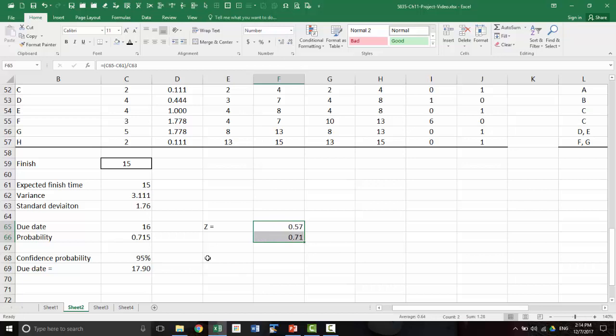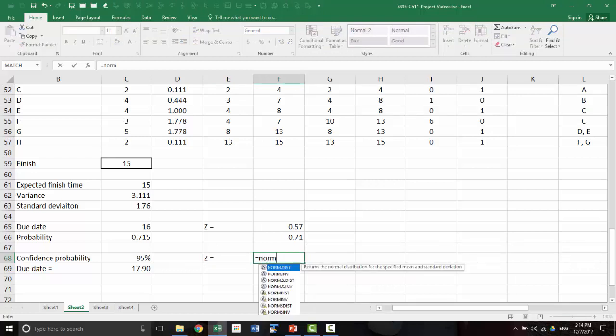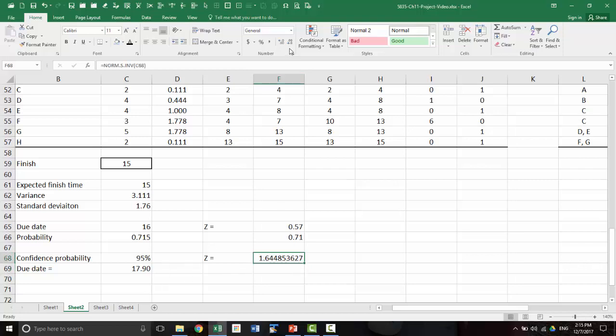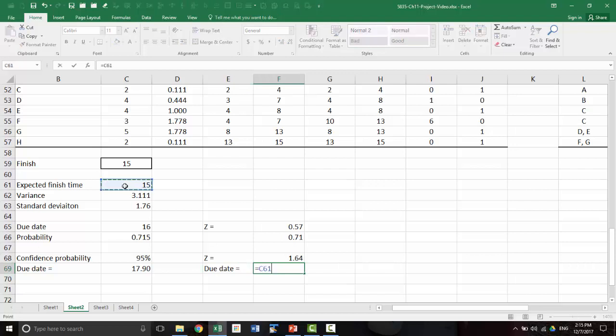And same here too, you can find Z first for the given probability. So that will be norm.s.inv, which will be that probability. So this will give you the value of Z. And once you have the value of Z, then the due date will be mu, which is the expected time, plus Z times the standard deviation. Okay. Obviously, that's going to be the same answer as that.